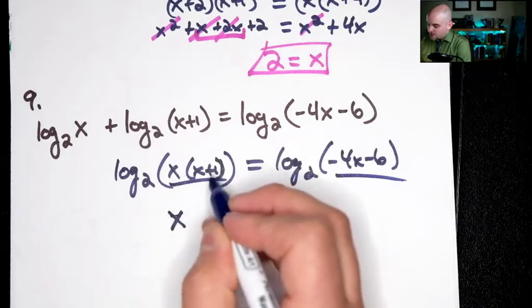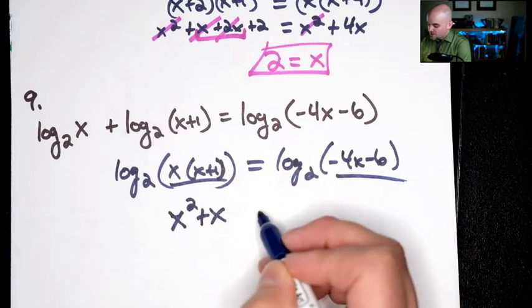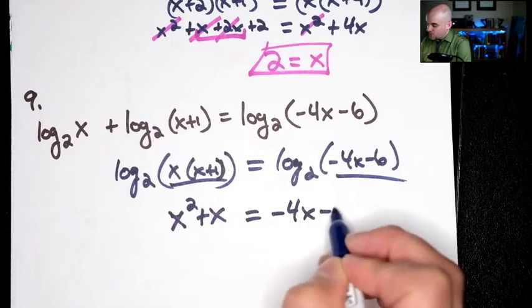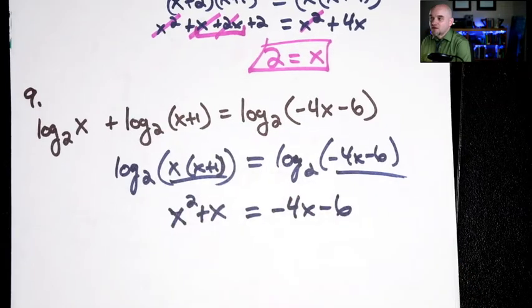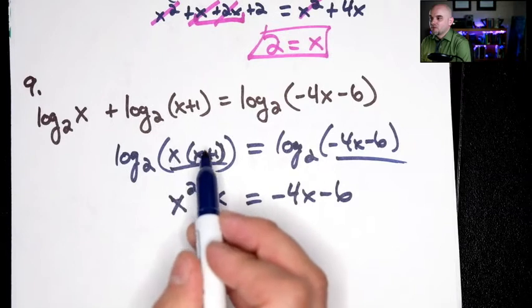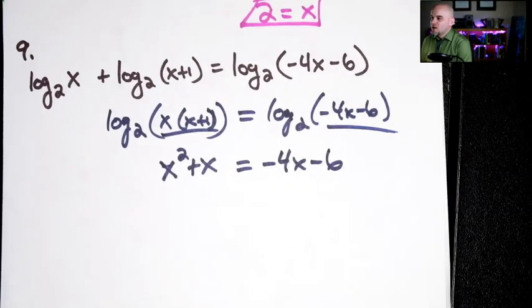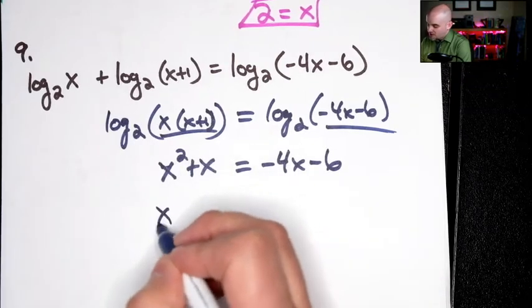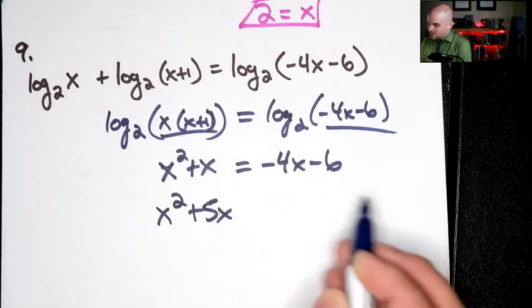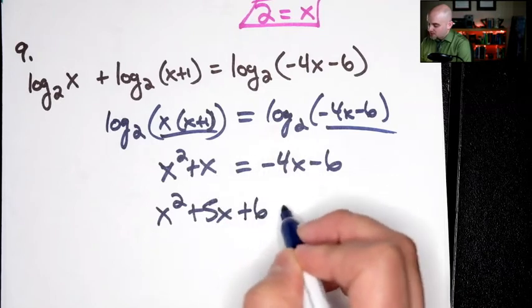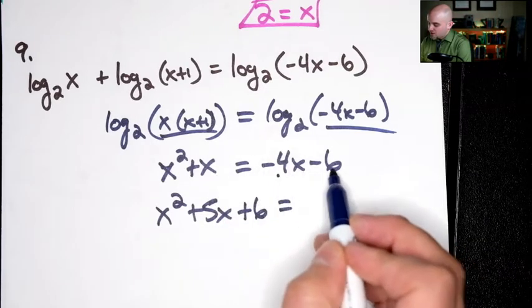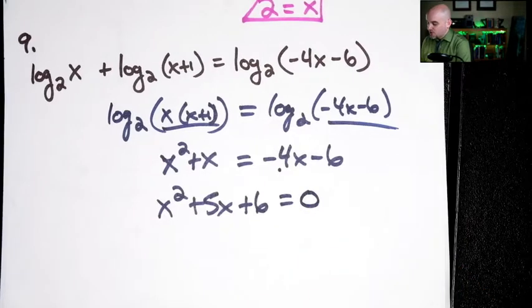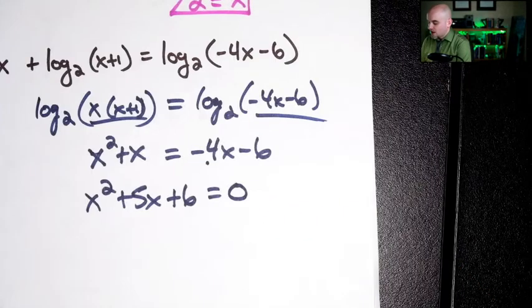So x times x plus 1 is the same thing as x squared plus x. And that equals negative 4x minus 6. I just distributed the x there if you're wondering where I got that. Now I'm going to move everything over to one side and see if we can solve for this thing. So add 4x to both sides, you get x squared plus 5x. Add 6 to both sides, you're going to get plus 6 right there. And since I added 4x and added 6 to the right side, I get 0 on the right side. And look, we got a quadratic here. I'm going to attempt to solve this just by factoring, which I think it will factor pretty nicely.